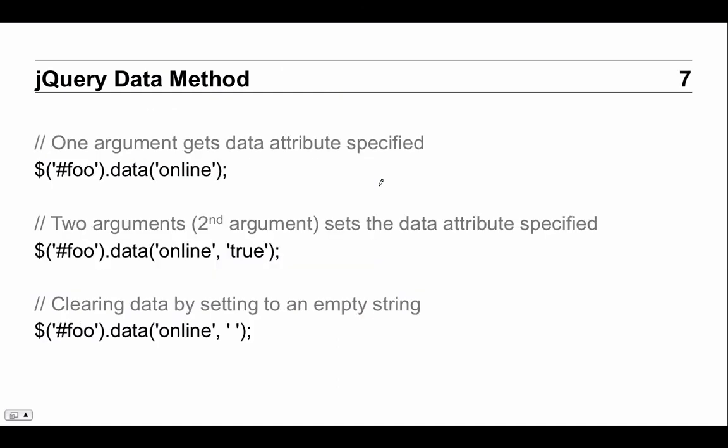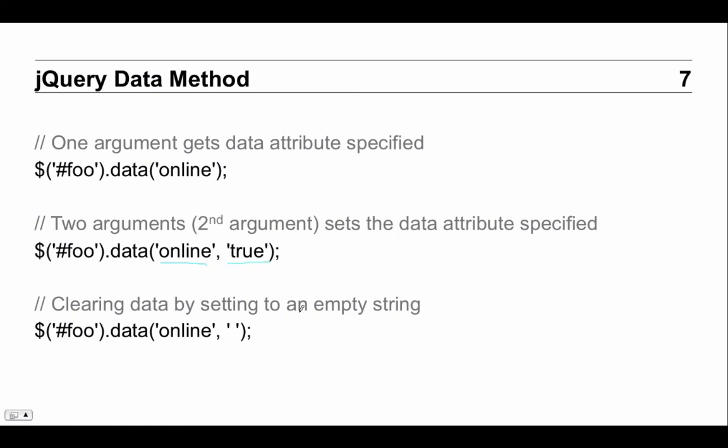So just to look at that one more time, if we have a single argument, then we're going to get the data for the attribute specified. And if there's 2 arguments, the second argument will set the value of the data attribute specified. So here we're selecting the data-online attribute, and we're setting it to true.